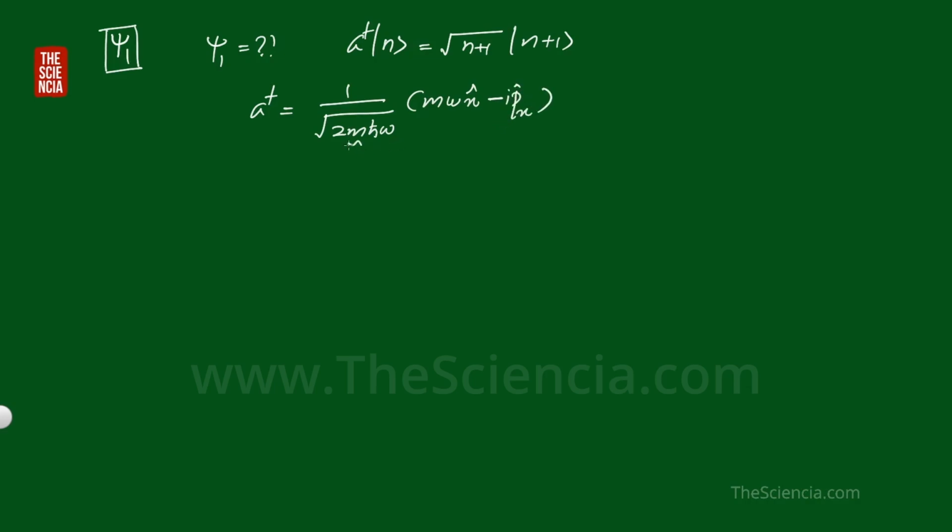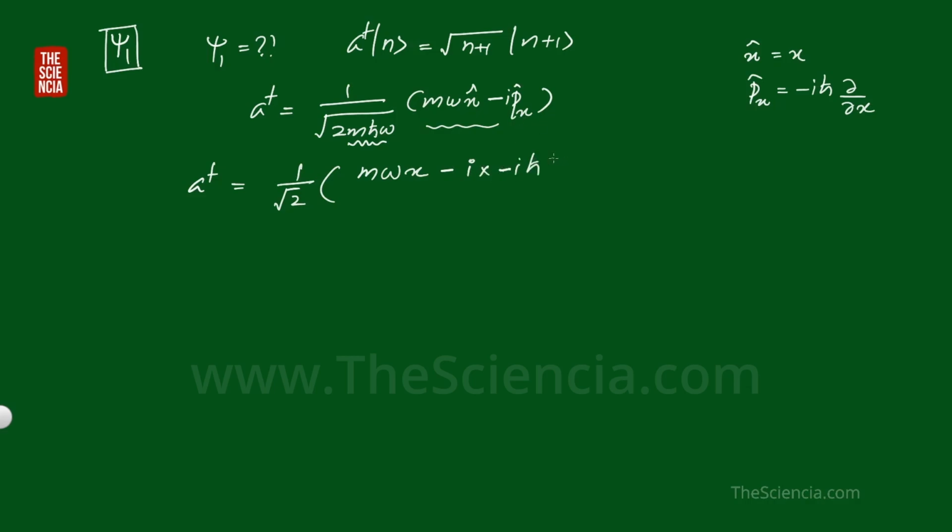Now I am going to take this root m h cross omega inside this bracket, that is a dagger is equal to 1 by root 2 into (m omega x cap operator. We know x cap is x itself and p x cap is equal to minus i h cross dou by dou x. Okay, so we have to substitute these values also, that is x minus i into p x, which is minus i h cross dou by dou x, and divide by these terms, that is root m h cross omega, here also by root m h cross omega.